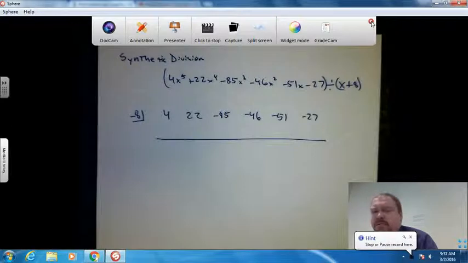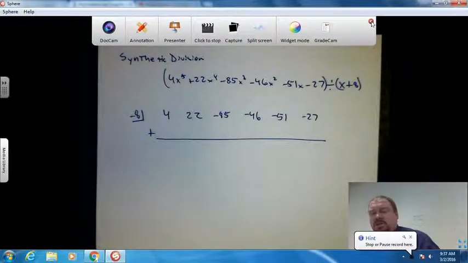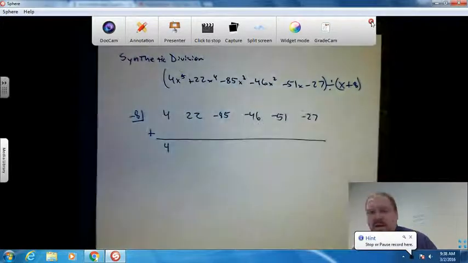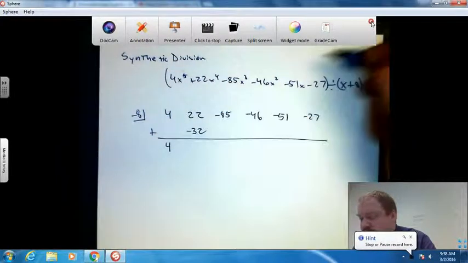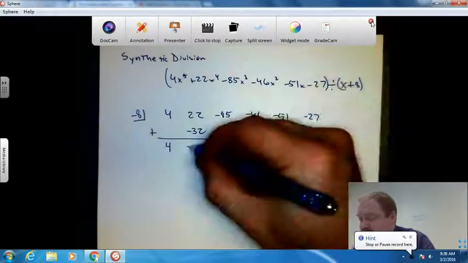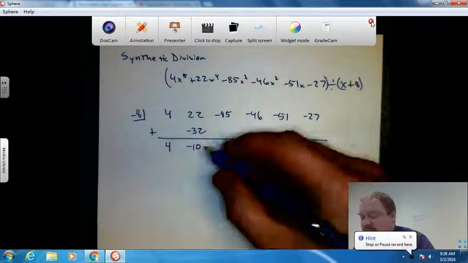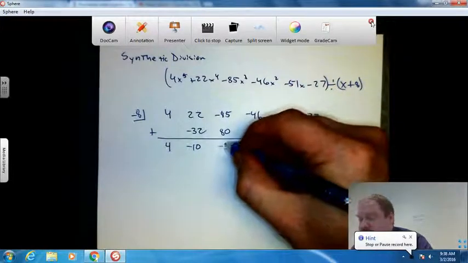Another difference is with synthetic division, we add. Now, the numbers we choose to add with come about in a little bit different manner that I think you're going to like because it is significantly faster. So, what I'm going to do is, I always bring down this first number. Just bring it down. And then I'm going to multiply. Negative 8 times 4 is negative 32. And then add straight down. That's negative 10. Multiply. Negative 8 times negative 10 is positive 80. Okay. Add straight down. We get negative 5.